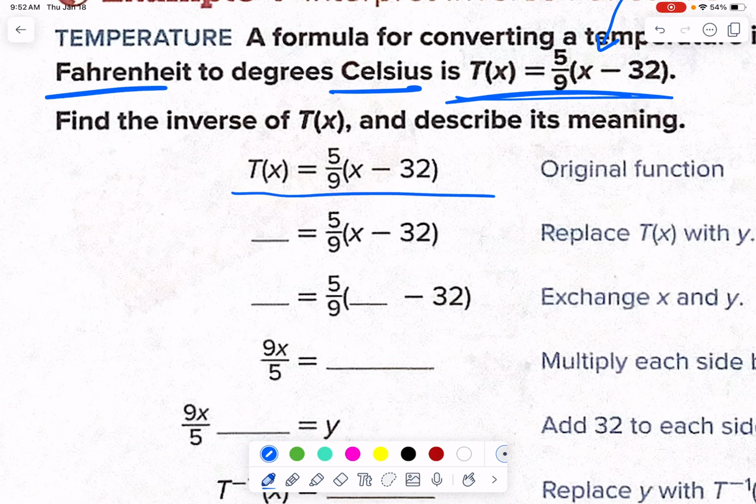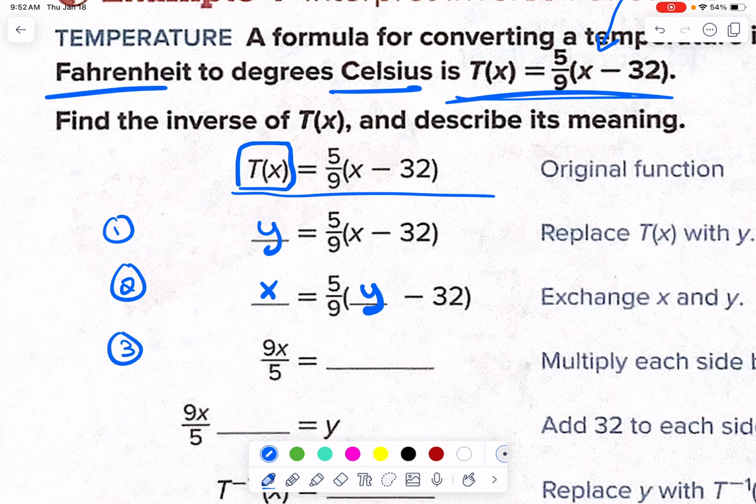So they take this original guy, and step number 1 is taking our f of x and calling it y. In this case, it's t of x, not f of x, but they mean the same thing. So step number 1, we're calling it y now, okay? Step number 2, we switch the x and the y, okay? So now this goes in as y, this goes in as x. That was step number 2.